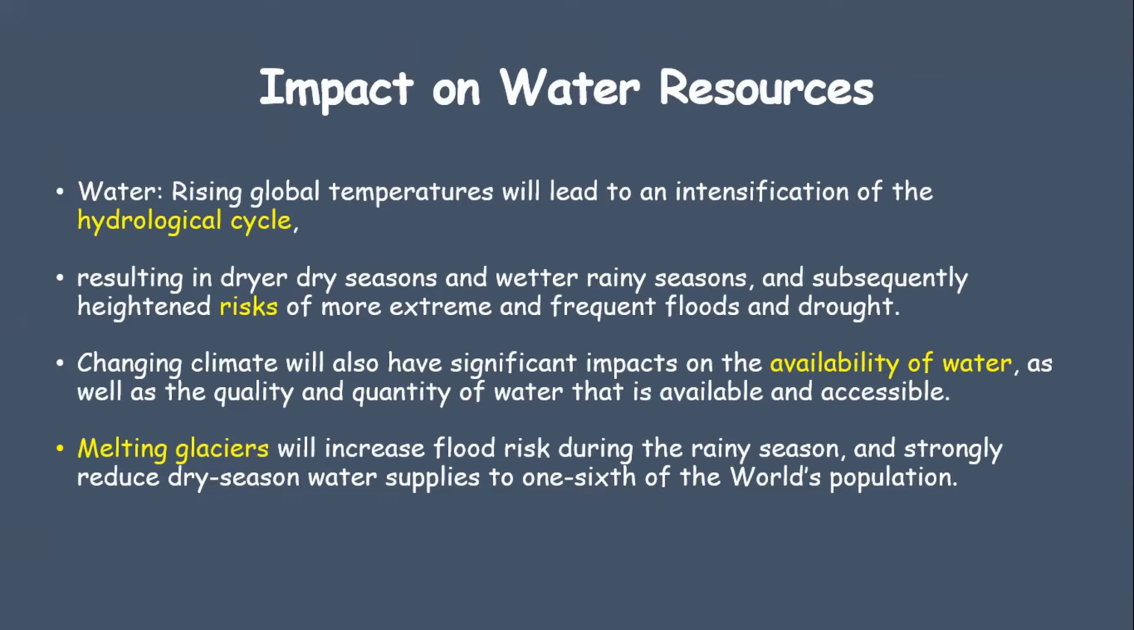Due to the high rise in temperature, glaciers are melting, because most of our fresh water is mainly sourced from the mountains and the glaciers. The melting glaciers will increase the flood risk during the rainy season and strongly reduce dry season water supply to one-sixth of the world's population.